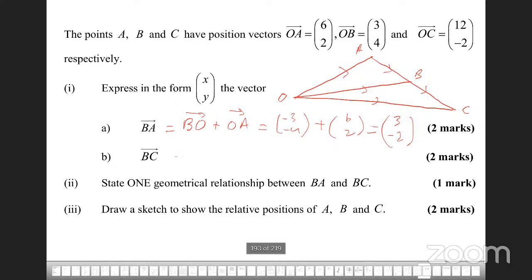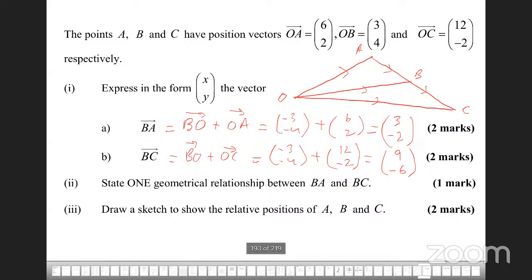BC is what? B to O plus O to C. B to O is -3, -4 again. O to C is 12, -2. So you'll be left with what? -3 plus 12, that's 9. -4 minus 2 is -6. Okay, nice.